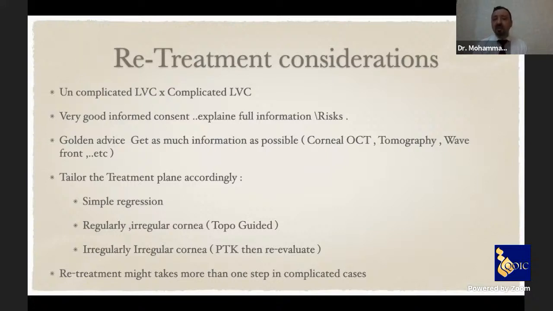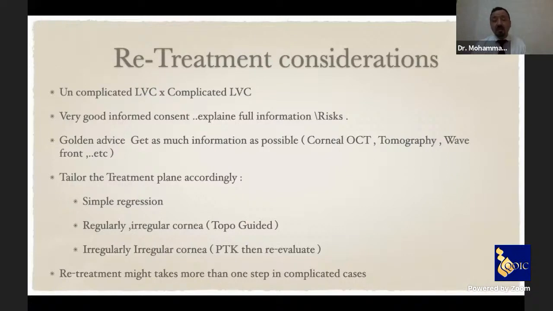Then we need to sit with the patient and have a very good informed consent. We have to explain the full information about his case and the risks connected with the retreatment. Then we tailor the treatment plan accordingly, according to the data we have and to what the patient is willing to accept and what he is refusing. So if it is a simple regression, that will be a piece of pie, the easiest part.